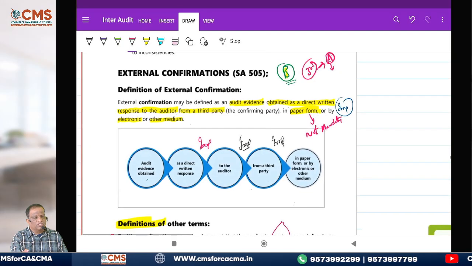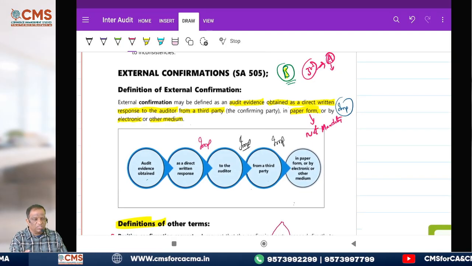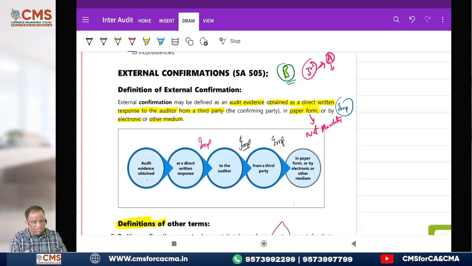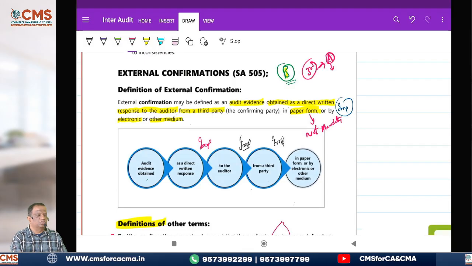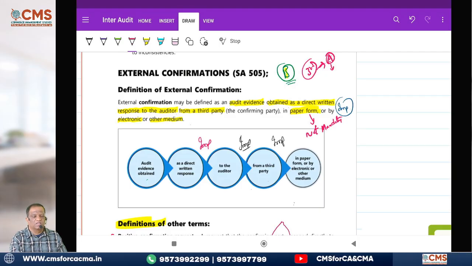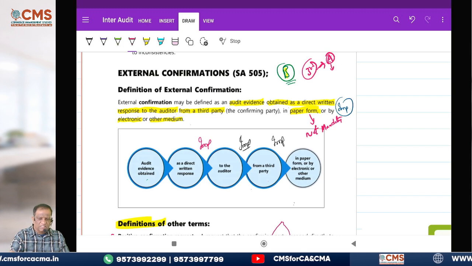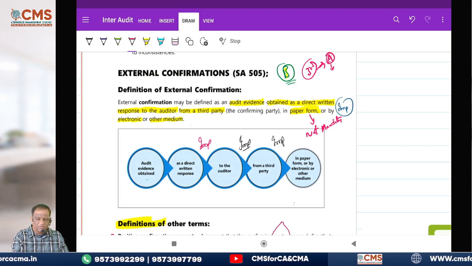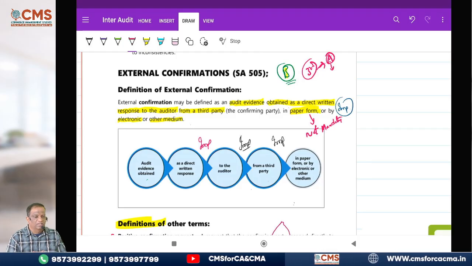Now, the first one is, what is external confirmation? External confirmation is audit evidence obtained by the auditor directly as a written response from a third party. So that is what we call an external confirmation. Since this is a lengthy standard and we don't have that much time to discuss, I will get to the key points of it.